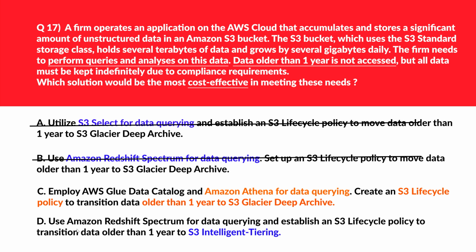And let's now move to option D. D says using S3 Intelligent-Tiering. We know that S3 Intelligent-Tiering is used when we are not sure about the access pattern of the data. But as per the question, we already know the access pattern, and there's a strict requirement that data older than 1 year is not accessed. So we are confirmed about the access pattern of the data. So D is out. We'll lock option C as the correct answer.